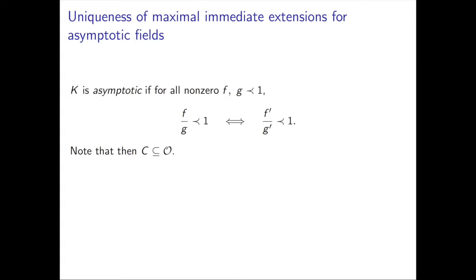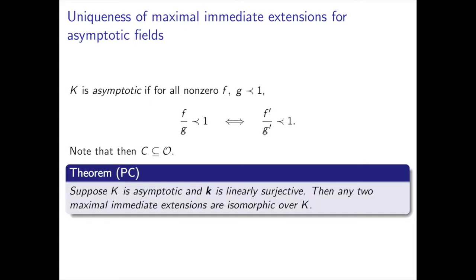And one implication of this definition, of course, I write it slightly sloppily, but it should make sense everywhere. In particular, the constants should be included in the valuation ring, which makes sense. The constants should be bounded, if you're thinking about Transseries and Hardy fields. And so then in the asymptotic setting, you do get this uniqueness of maximal immediate extensions.